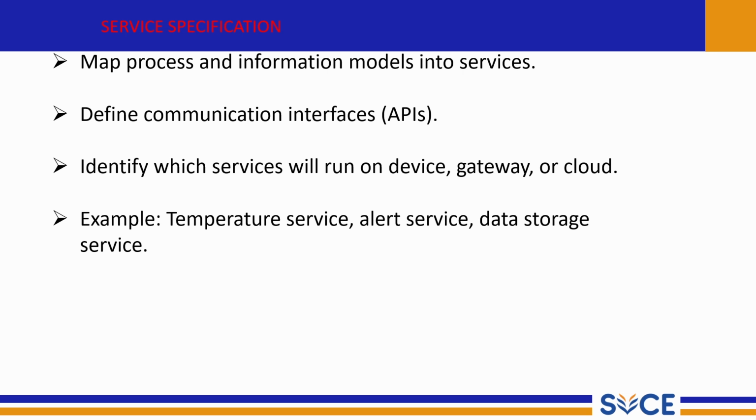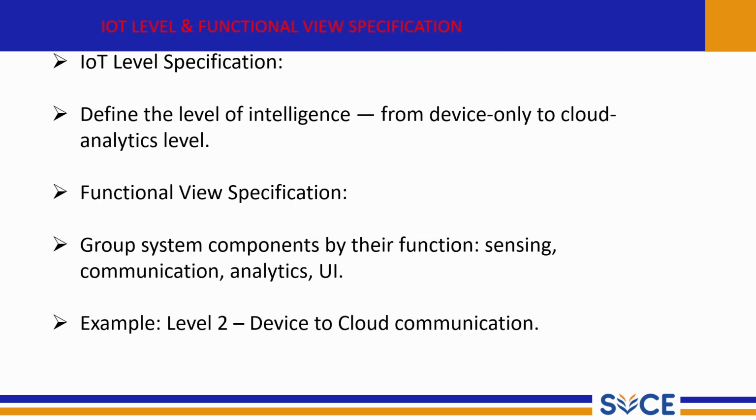Now we'll see the definition of the service specification. It maps the process and information models into services, and also defines the communication interface. It identifies which service will run on the device, gateway or cloud. The examples we have already seen are the temperature service, alert service and data storage service. In the next slide, we will see the IoT level functional view specification.